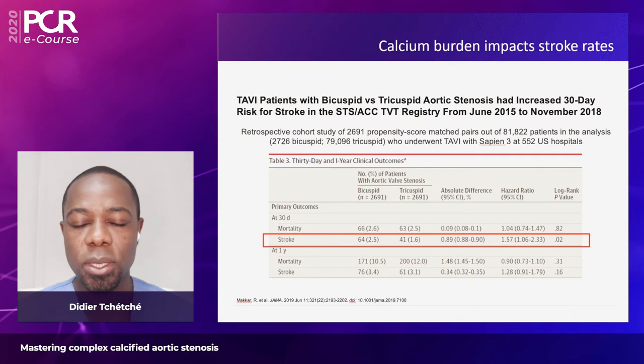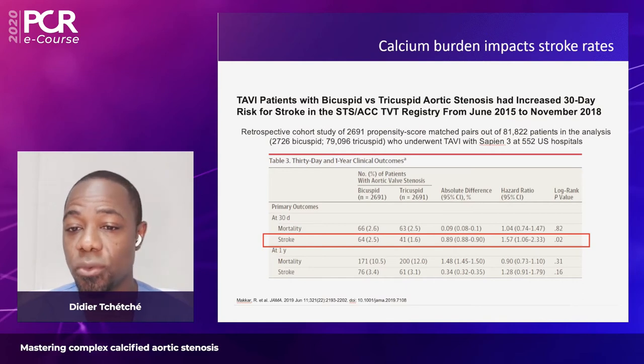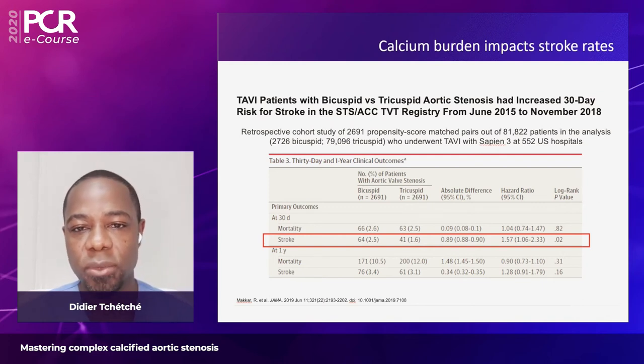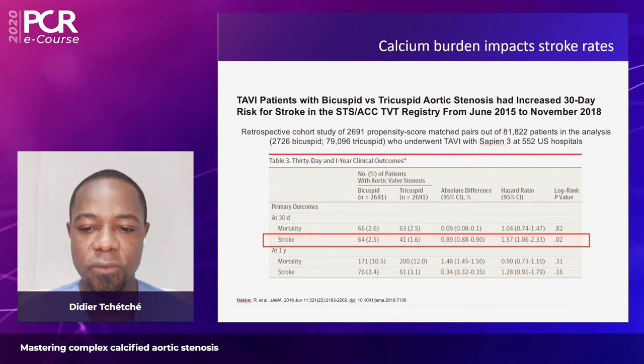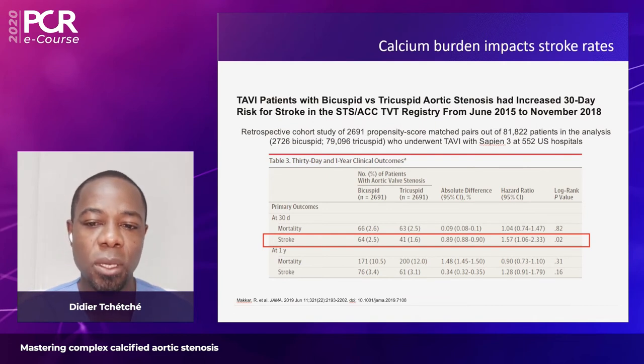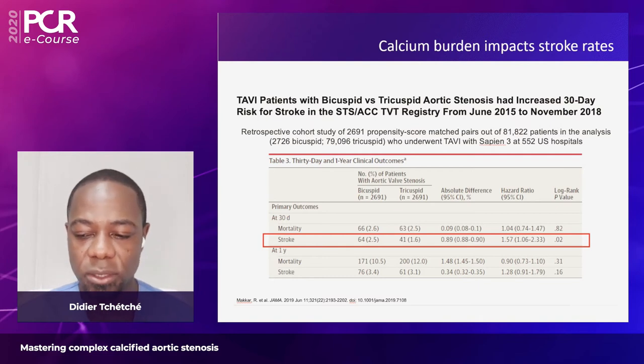So calcium burden is something when it comes to regurgitation and rupture, but it seems also to be associated with a higher stroke rate, the risk of stroke. And this was first proven by Raj Makkar in the bicuspid analysis from the STS TVT registry, focusing on the balloon expandable platforms. And this was for the first time the evidence of signals of increased stroke rate when we do TAVI in bicuspid patients. So this probably has to do something with the amount of calcium of this particular anatomy.